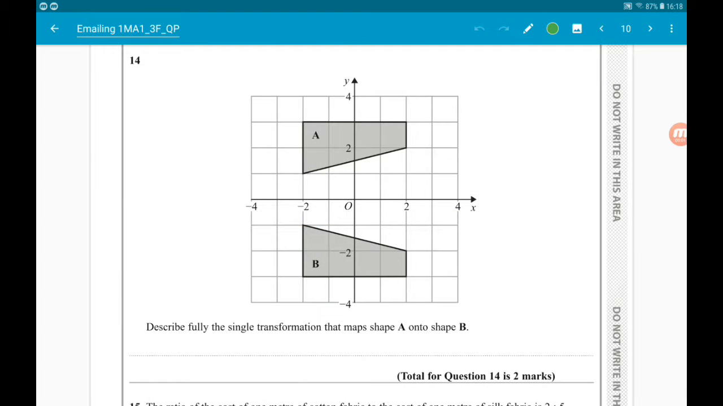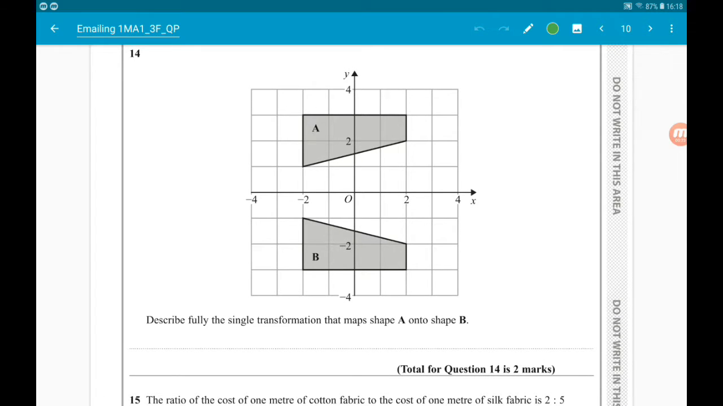Okay, number 14 wants us to describe fully the single transformation that maps shape A onto shape B. Okay, so hopefully you can see the shape has flipped. It's symmetrical about the x-axis, so it's a reflection through the x-axis.